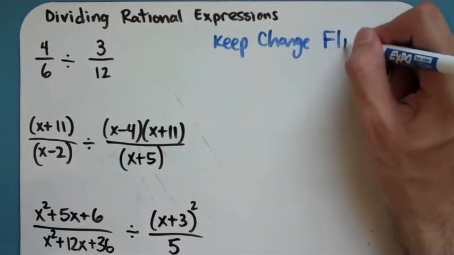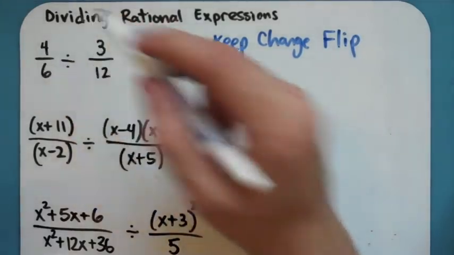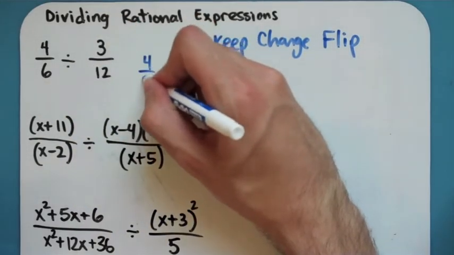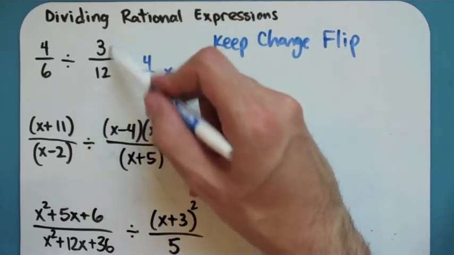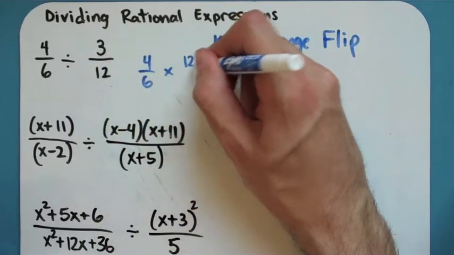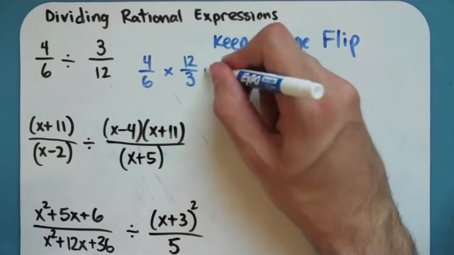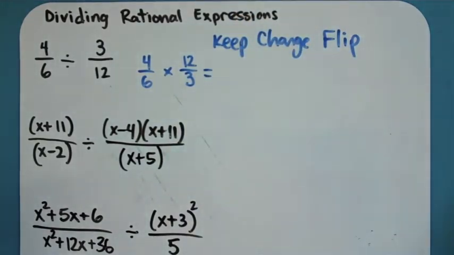Keep, change, flip right here. You keep the first fraction the same, so it'd be 4 over 6. You change your sign to multiply right here, and you flip the second fraction. So you're going to multiply by the reciprocal, essentially. And once you flip that guy, you're basically just doing a problem like in our last video. You can multiply straight across.